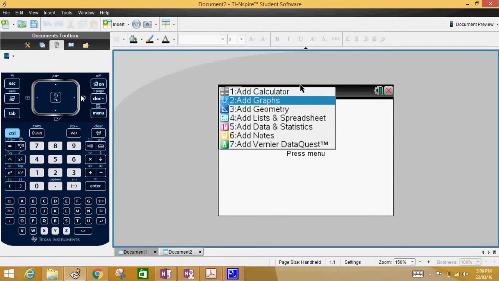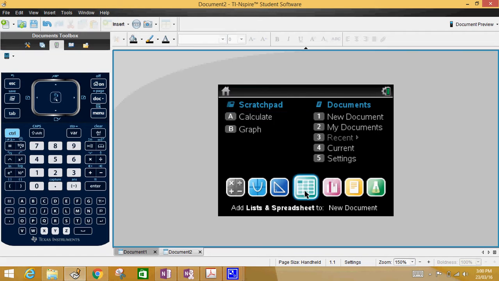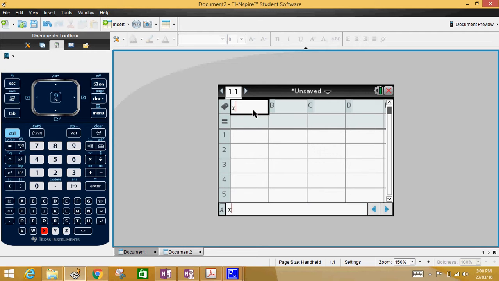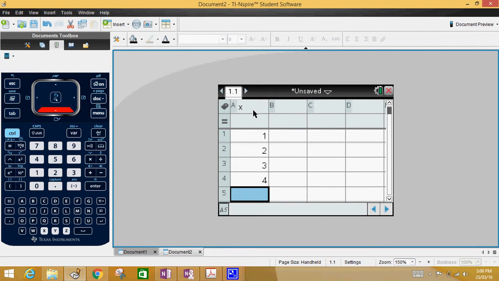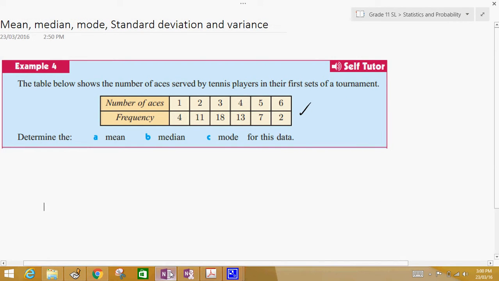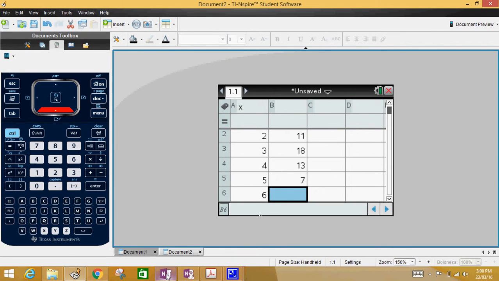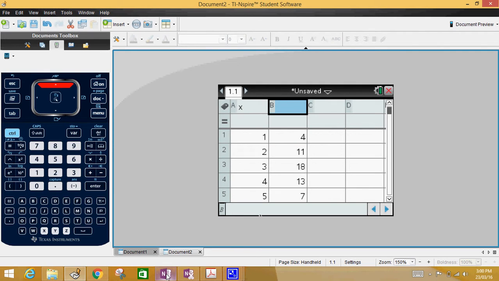Okay, here we go. So if I wanted to find, let's go to here and input the data. Okay, so I'm going to just call this X, and it was 1, 2, 3, 4, 5, 6. And then the numbers were 4, 11, 18, 13, 7, 2. And I'm going to call this, let's call this Y. Okay, so I've inputted the data.